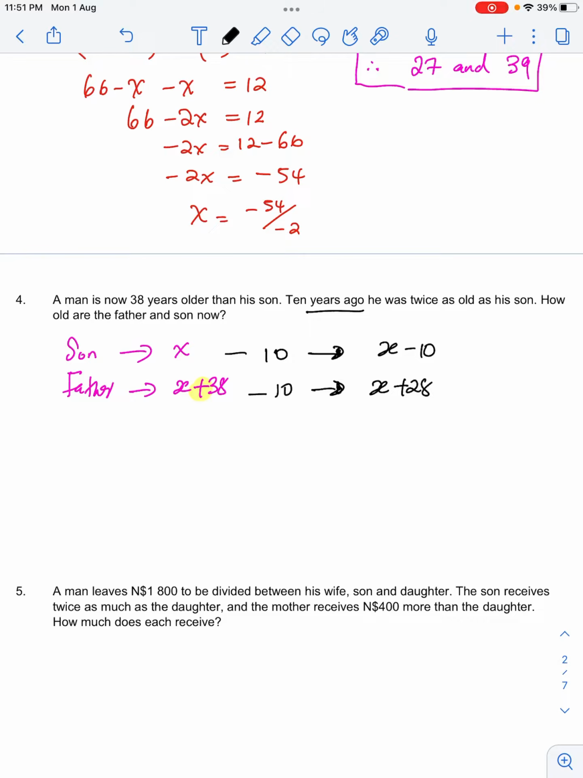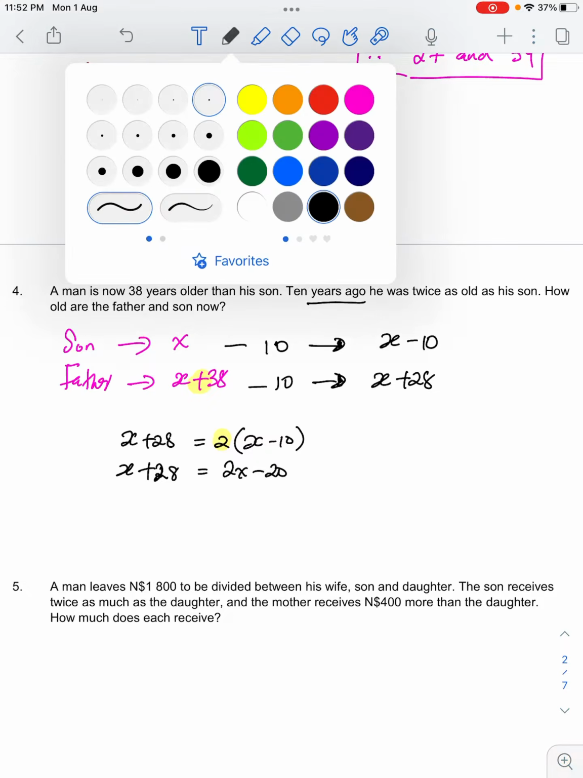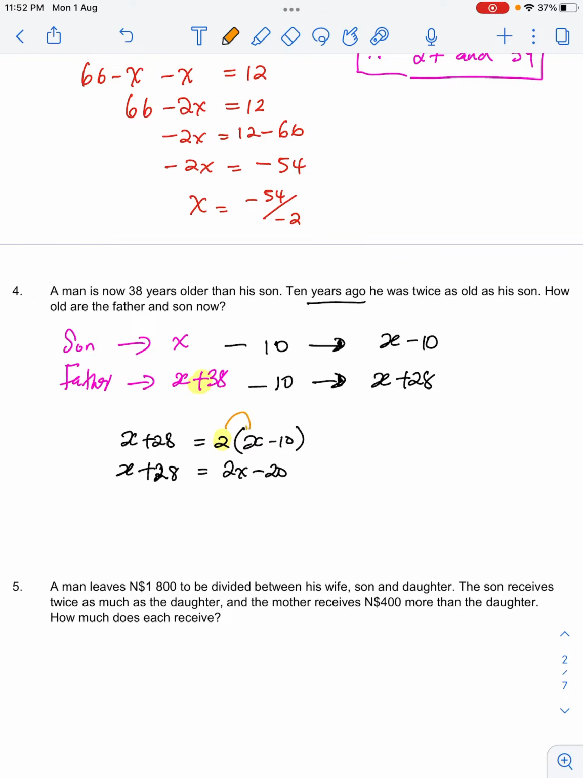Okay, so what do we know? That we now know that he was twice as old as his son at that time. So x plus 28 equals 2 times his son's age. Of course you can write it either way, the 2 times (x minus 10) on the left and so on. So you'll have x plus 28 equals 2x minus 20. Hope you still remember that we are actually multiplying out like that.